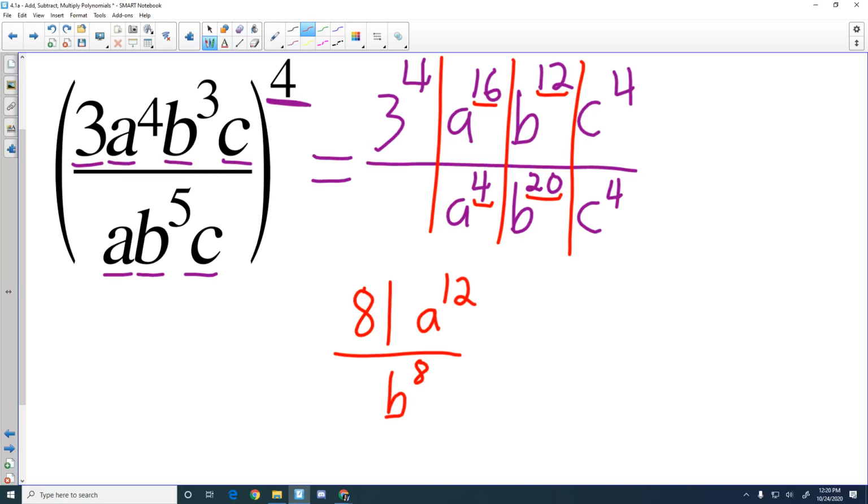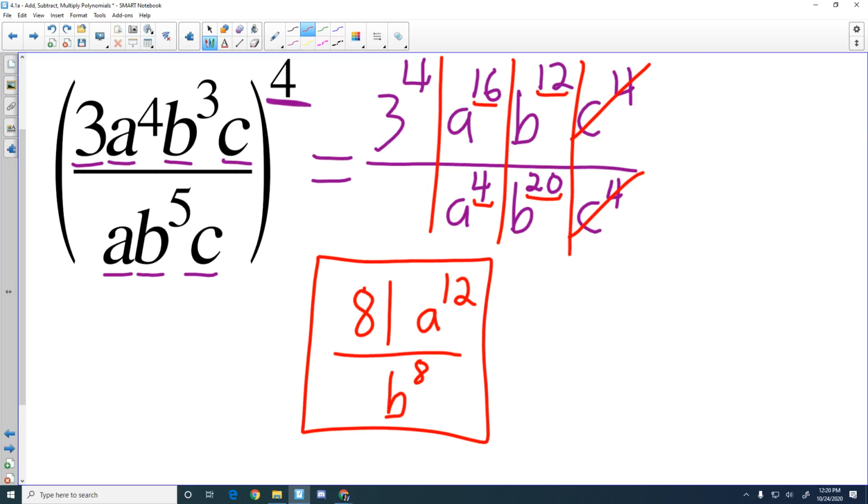Finally, you've got the c's, c to the fourth over c to the fourth. Where are there more c's? Well, nowhere. It's the same amount. And anything divided by itself just cancels. So the c isn't even in our final solution. And there you go. Simplified.